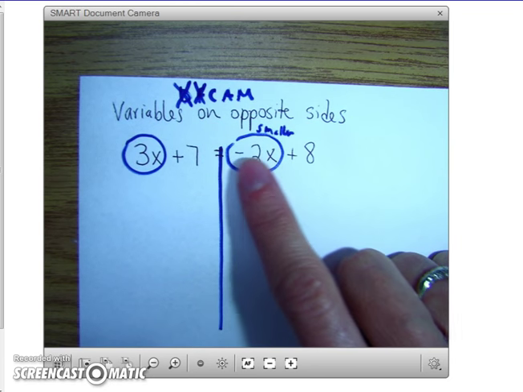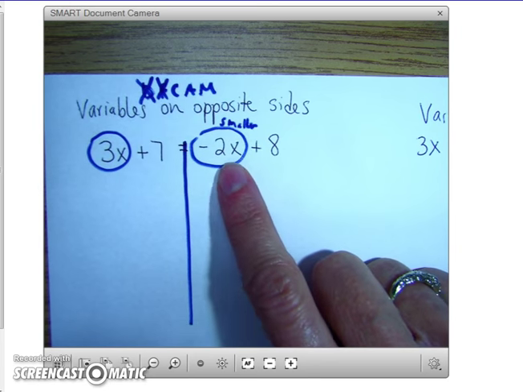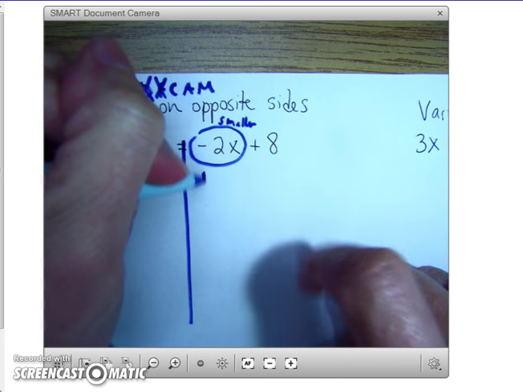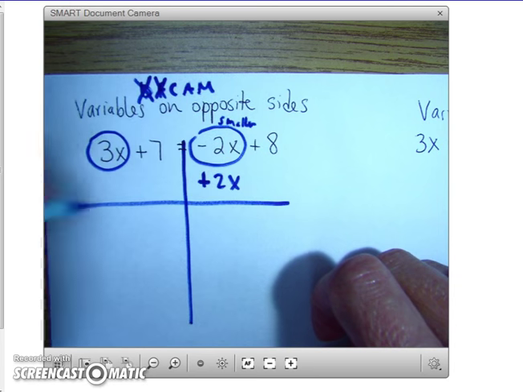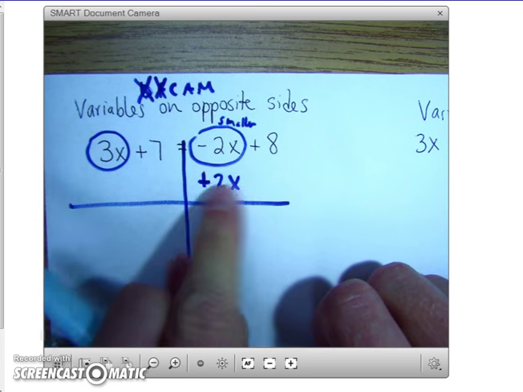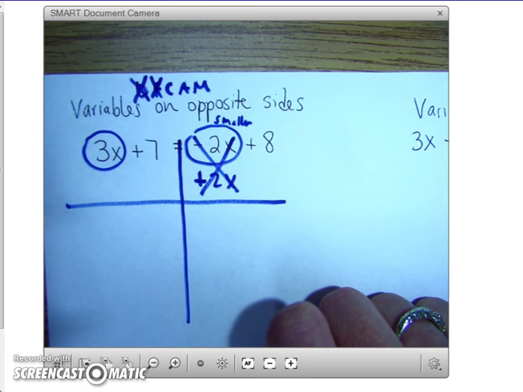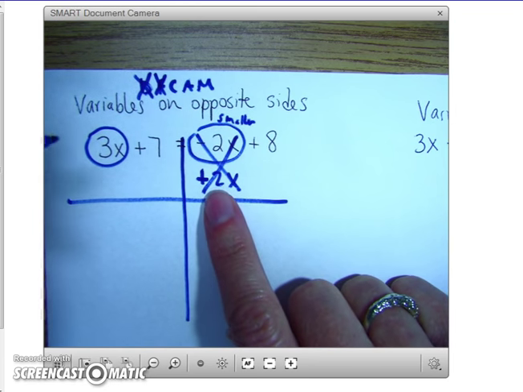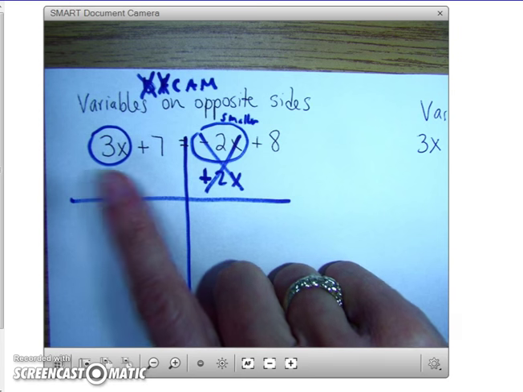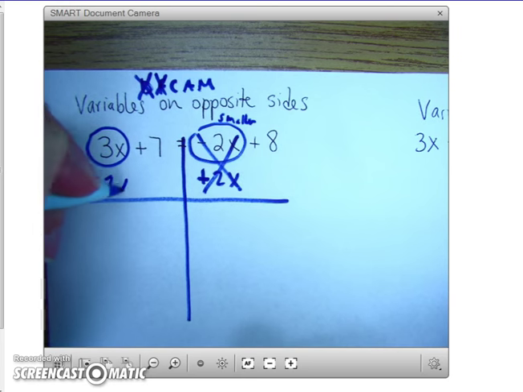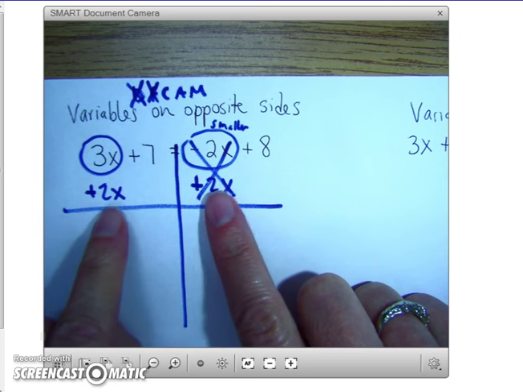How do you get rid of a negative 2x? You have to use the inverse. The inverse of a negative 2x is a positive 2x. A negative 2x and a positive 2x makes 0. So now we got rid of it. But of course, because we added 2x to the right side of the equation, we have to add 2x to the left side of the equation. You always have to do the same thing on both sides.